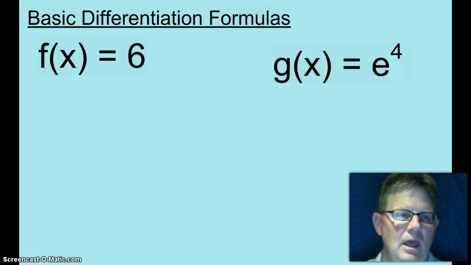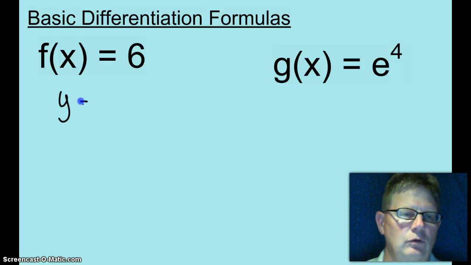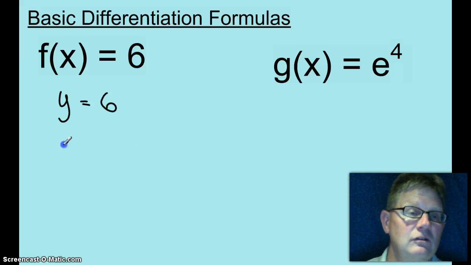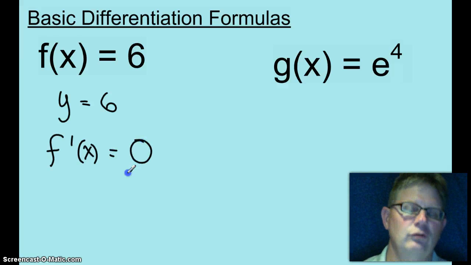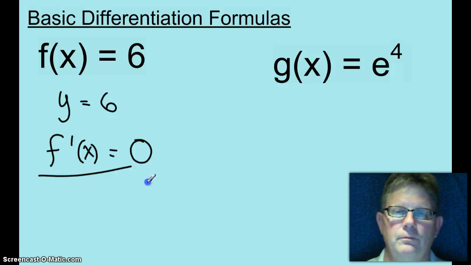If f of x equals 6, okay, you should be thinking y equals 6. Come on, what kind of line is that? Yes, you're right. That's a horizontal line. What is the slope of that horizontal line? f prime of x equals 0. There is no slope to that line. So the derivative of 6 is 0.